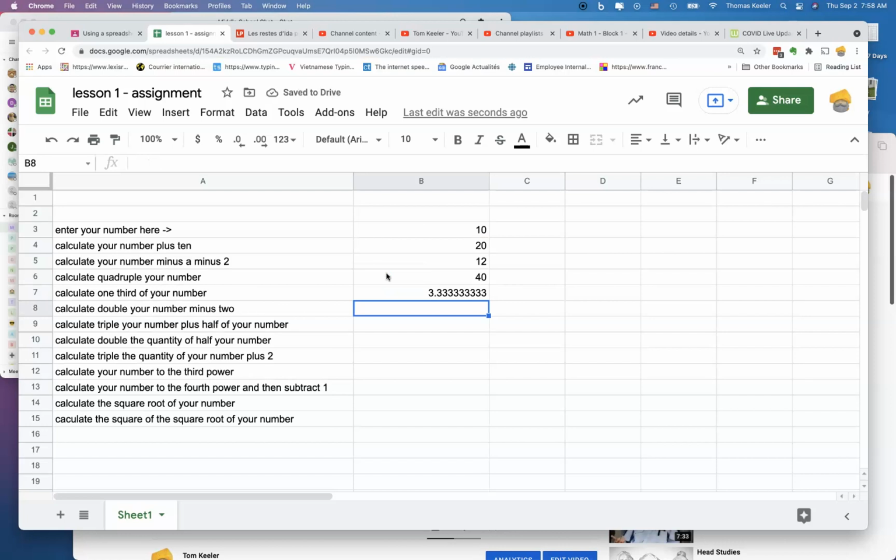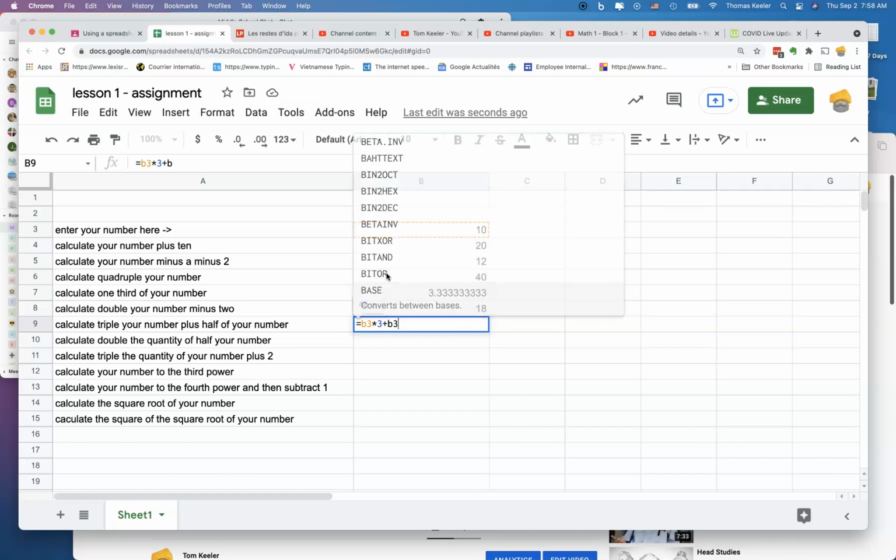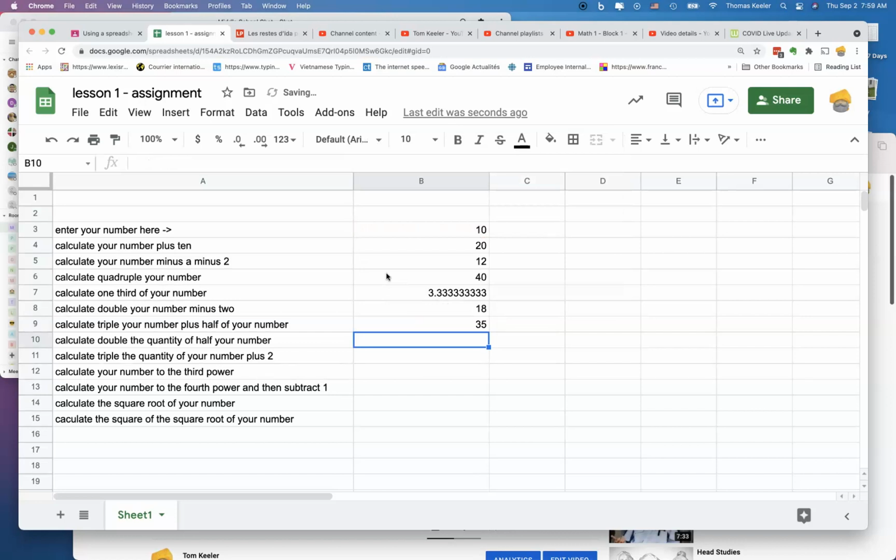Calculate double your number minus 2, so we'll say, okay, we're going to equal B3 times 2 minus 2. Let's do triple your number plus half your number, so equals B3 times 3, plus half your number, B3 divided by 2, 35. Let's see if that makes sense. So triple your number is 30 and half your number is 5. 30 plus 5, 35, so that looks good.